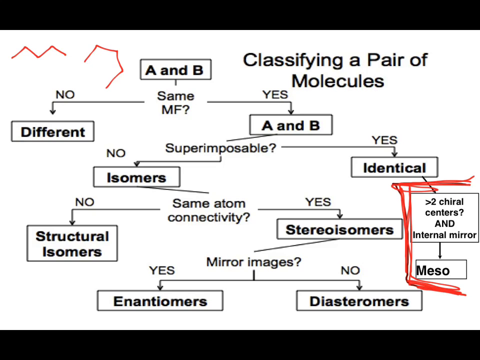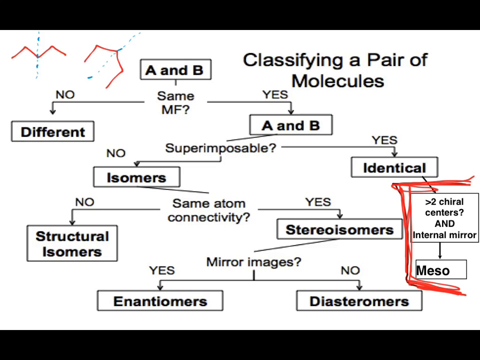And we've got to look for at least 2 chiral centers and a mirror plane. We can start with either of those that we want to. I'm going to start with internal mirror plane. Do we have an internal mirror plane with this compound? Right through the middle. There is an internal mirror plane in this, with either of those compounds. Do we have at least 2 chiral centers? No. Which means they're identical. Does that make sense?